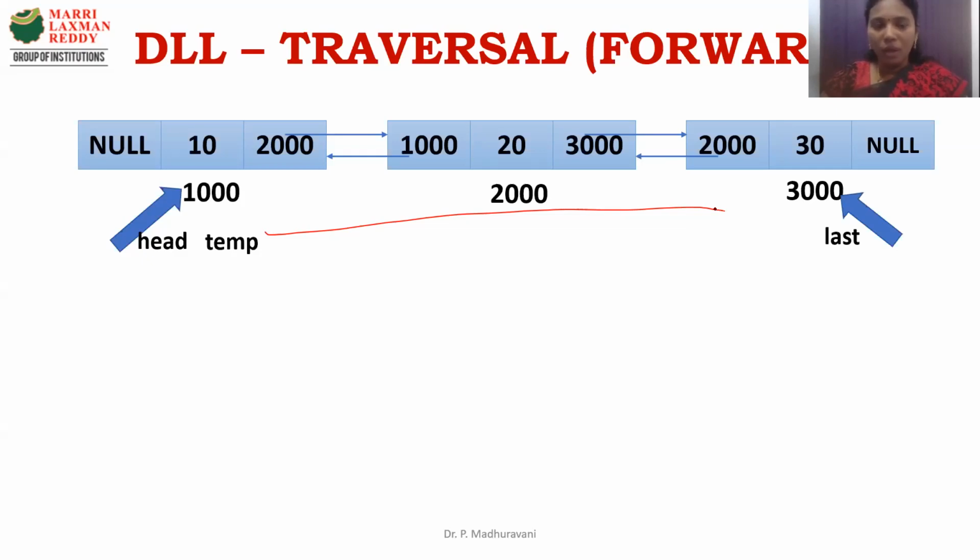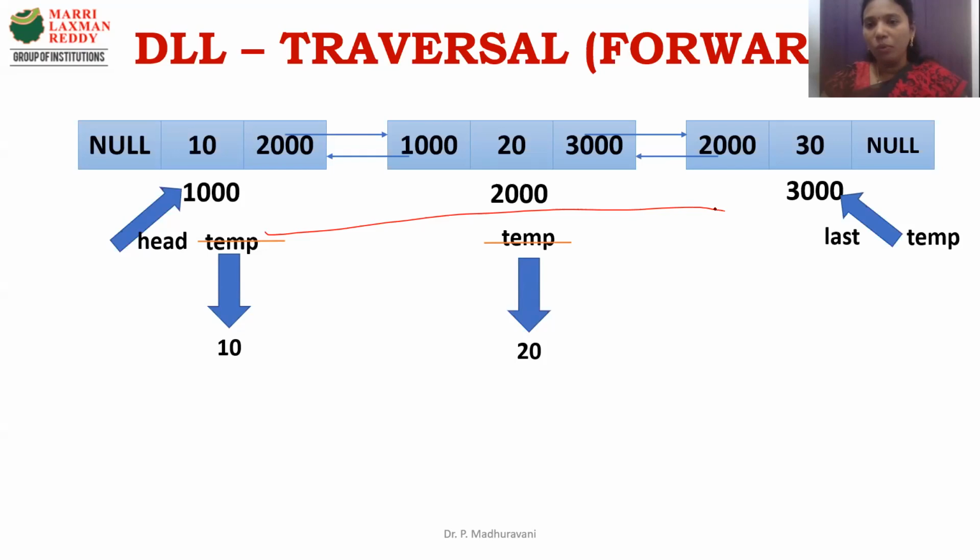So we will traverse the list from the first node, hence make the first node the temporary node. Now print temp arrow data, that is 10. After printing the temp data, move temp to the next node. Now temp is pointing to the address 2000. Now print temp arrow data, that is 20. Then move the temporary pointer to the next node by giving temp equal to temp arrow next.